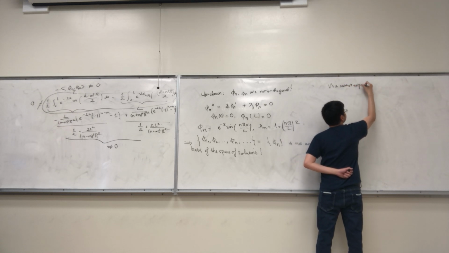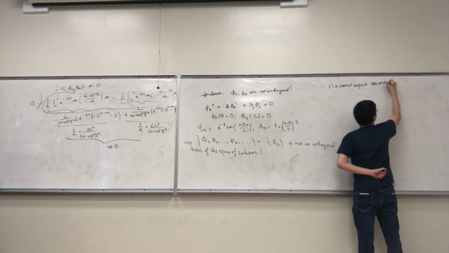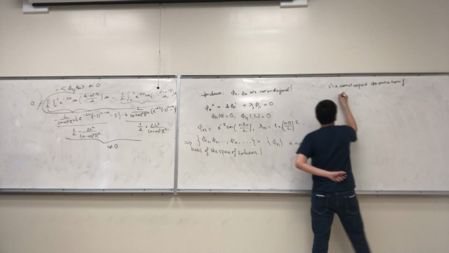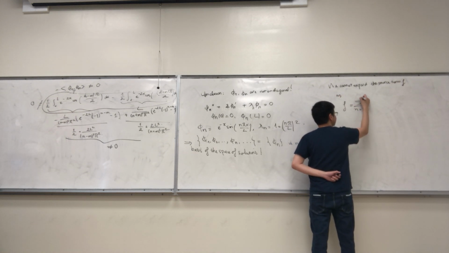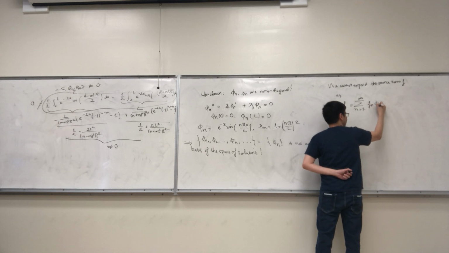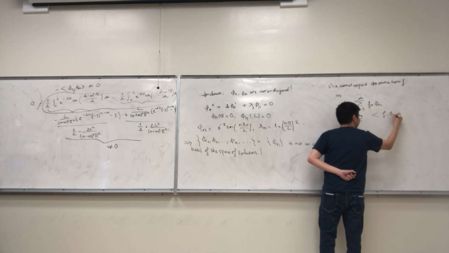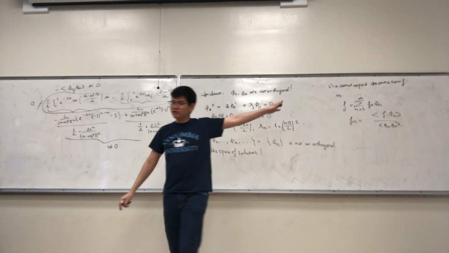We cannot expand the system. F is the sum, n going from 1 to infinity, of Fn times Phn, in which Fn will be the inner product of F and Phn divided by the inner product of Phn with Phn. Alright? So this formulation doesn't work.